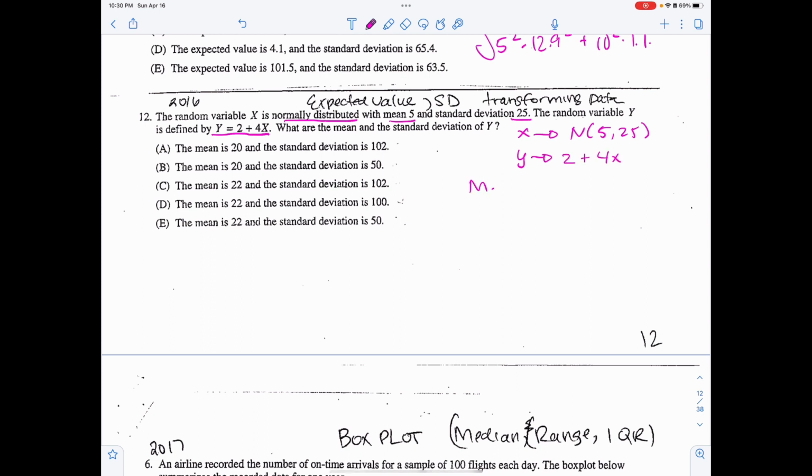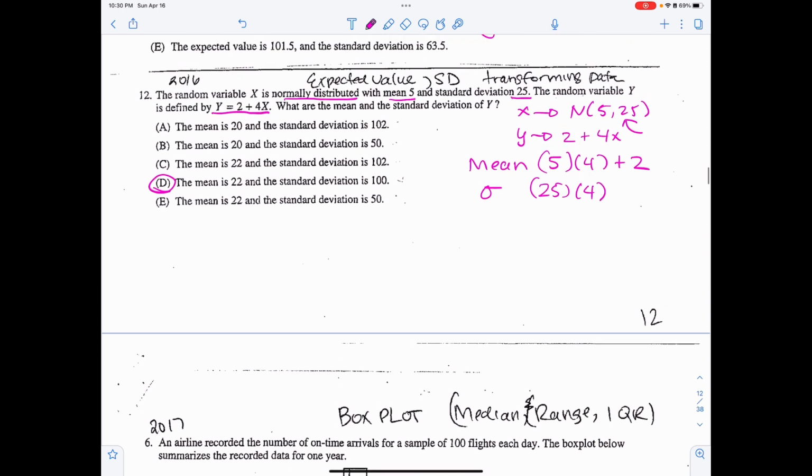So what happens to the mean? I just take the mean, 5 times 4 plus 2. What happens to the standard deviation? Remember, I am going to ignore the plus 2. So I'm just going to multiply by 4. And that's it. Because remember, it's shifted, and a shift doesn't add or subtract on the standard deviation.